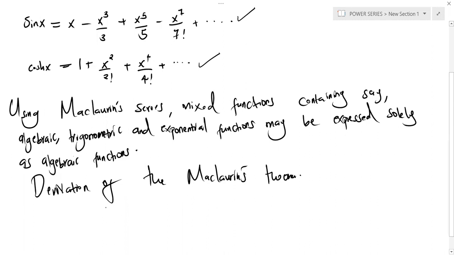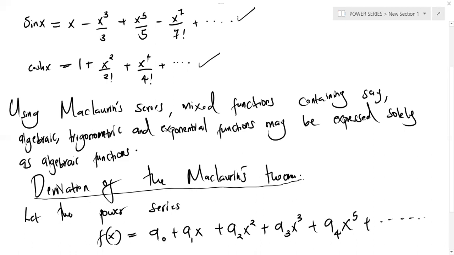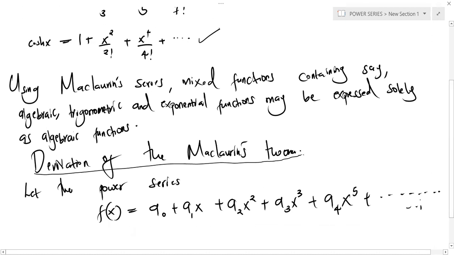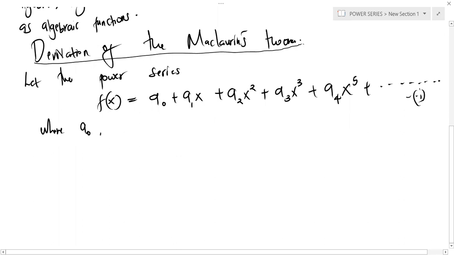Now, let the power series f of x, so we assume the power series, be equal to a naught plus a1x plus a2x squared plus a3x cubed plus a4x raised to power 4 and so on. Let's call this our equation 1, where a0, a1, all the way to a4 are constants.